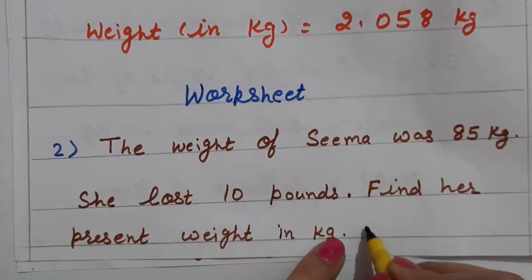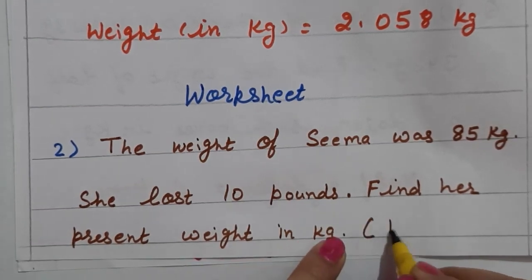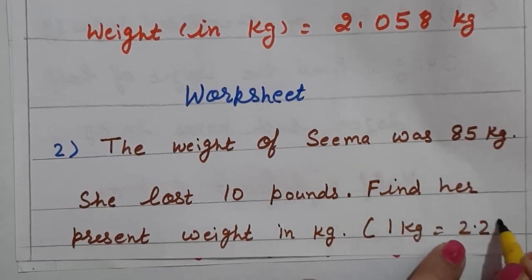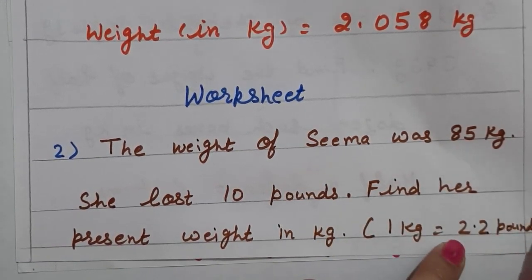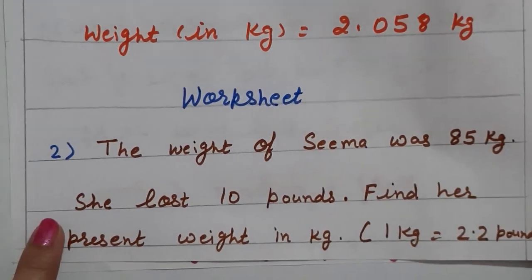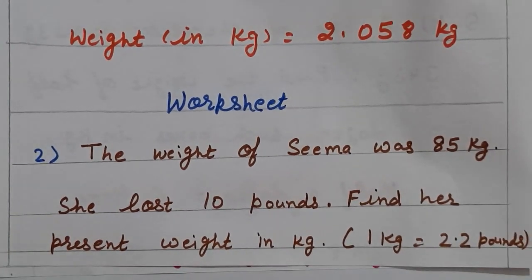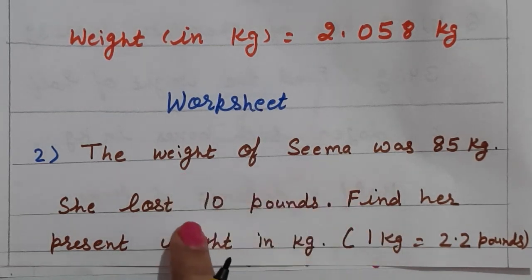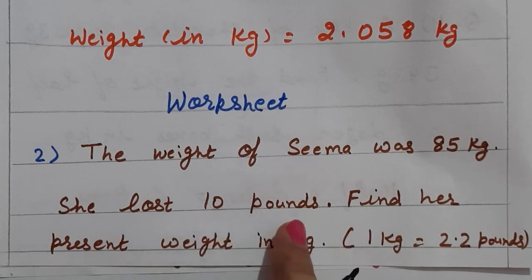And it is given to us that 1 kilogram is equal to 2.2 pounds. So we will use this, 1 kilogram equals 2.2 pounds. Then we will calculate how much weight Seema lost. 10 pounds she has lost. So we will convert it into kilogram first, and then we can find out how much weight she has lost.